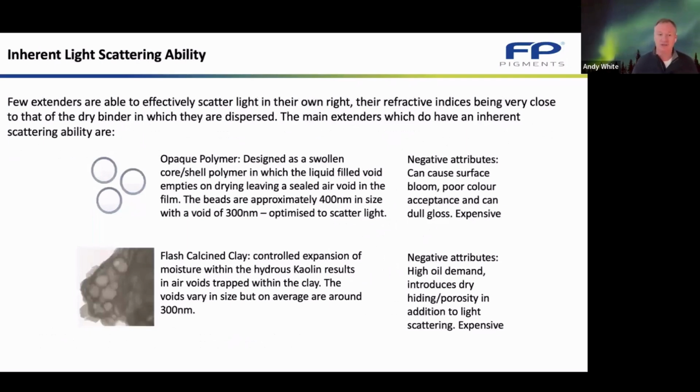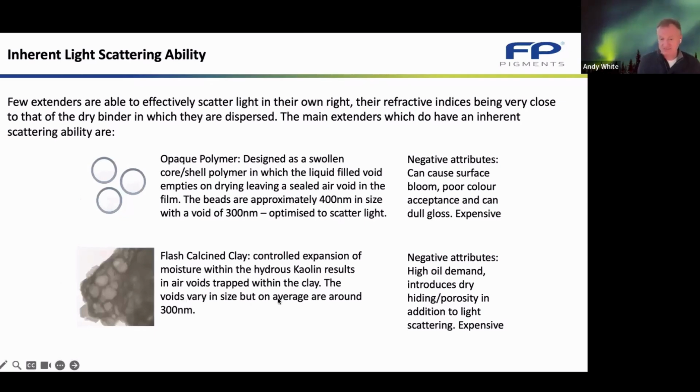Then there's an entirely different type of product, where you're trying to put air particles into the paint, and these really only work in the matte paint systems above CPVC. Opaque polymer, Ropaque Ultra E is the big one that's sold by Dow. They introduce particles of 300 nanometer polymer that essentially create beautiful air voids inside the paint that again improve the light scatter.